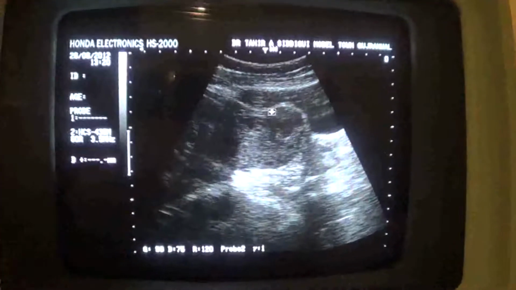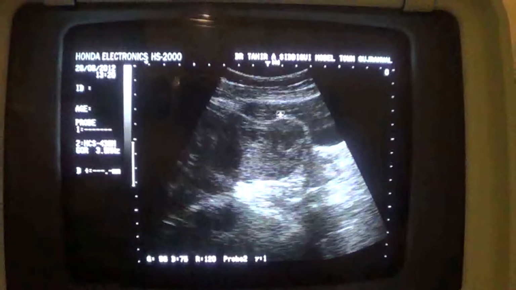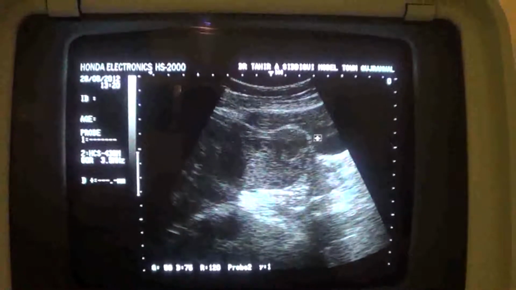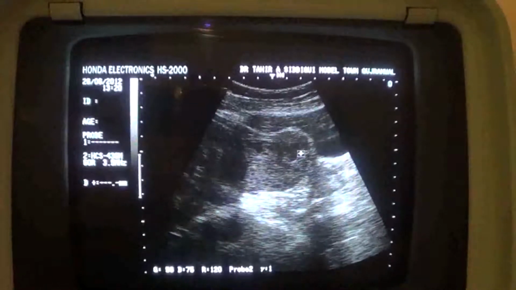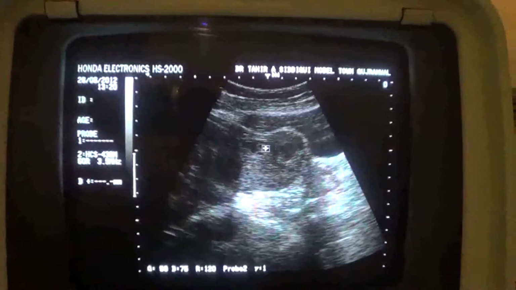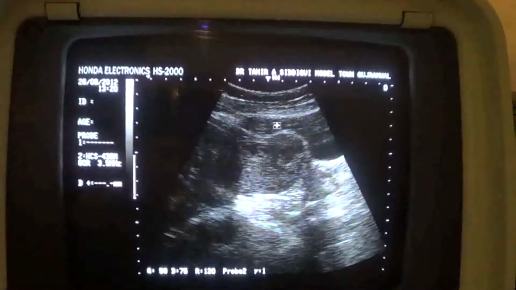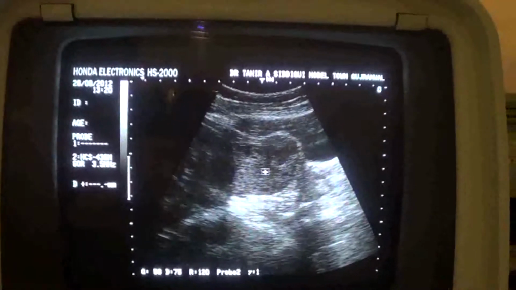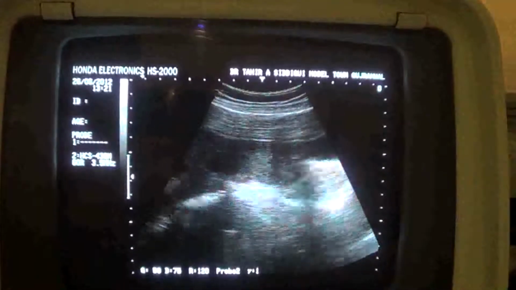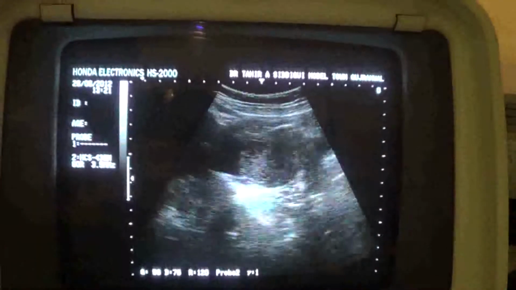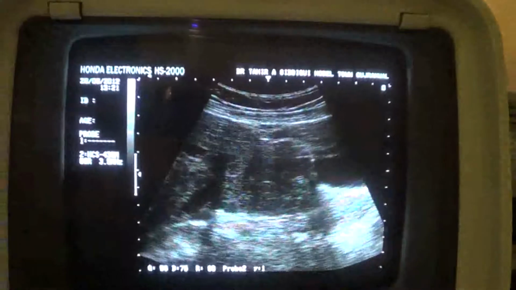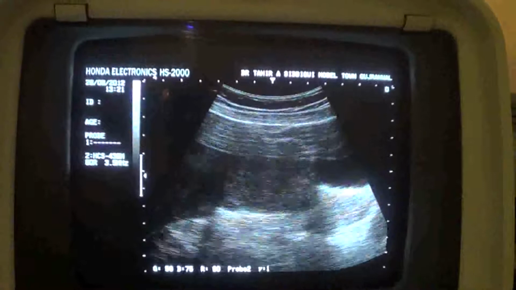Subserosal fibroid indenting into the urinary bladder wall. This is the urinary bladder. It's indenting, and this is a hypoechoic area, solid, with no posterior wall enhancement or shadowing. This is the fibroid, anterior wall, subserosal. Now we do get the fundus of the uterus with a bit of difficulty.